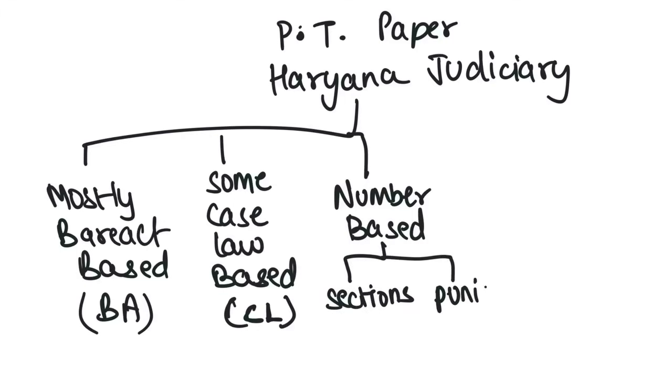Then there are some number based questions which include sections, punishments, and other kinds of numbers, in which they will give you 4 options and all 4 of them will be numbers, and you have to select the correct one. So which section says so and so, what is the punishment in so and so section, what is the time limit in so and so section. So these questions will have numbers as the answers, and you will have to tick on the correct option.